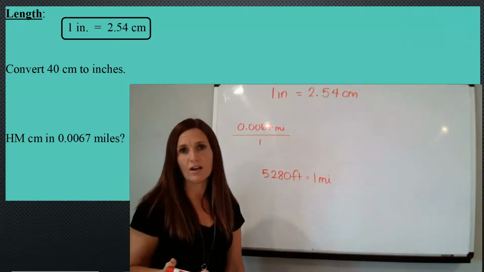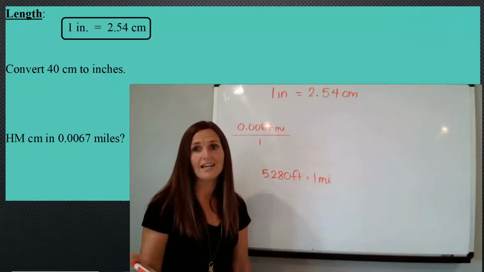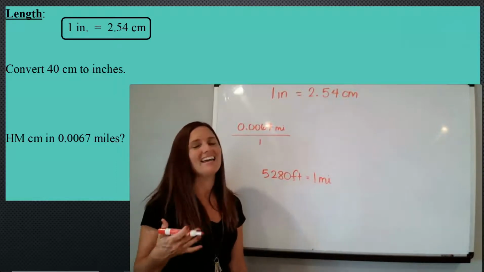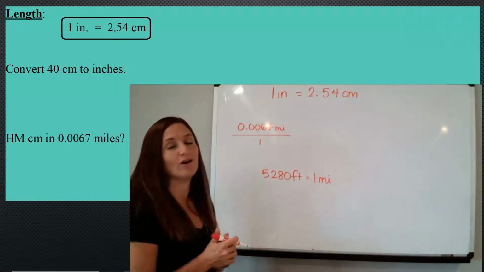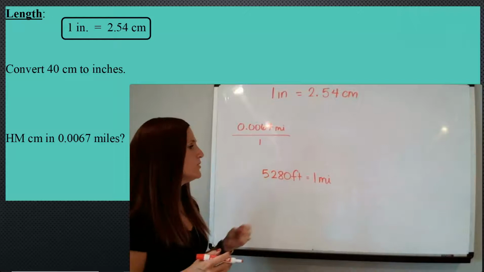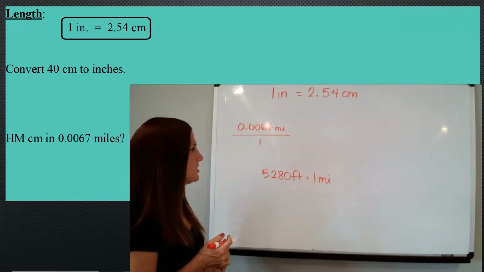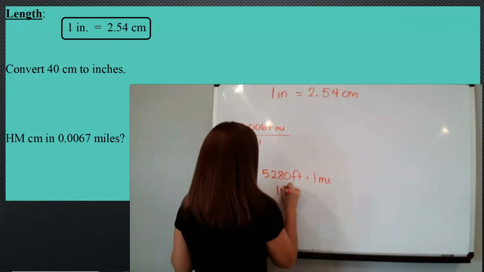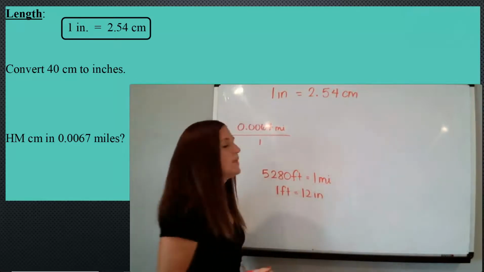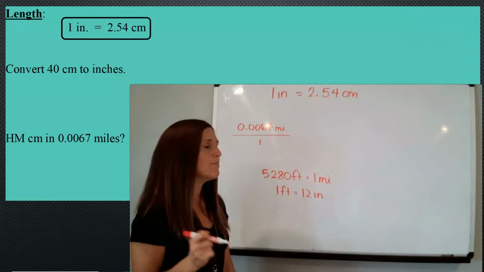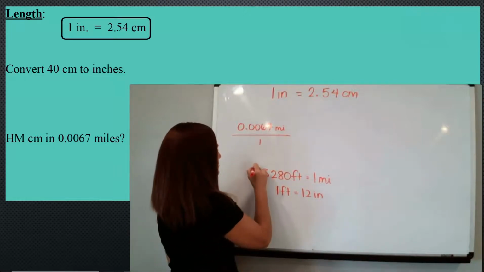This is something that a lot of people actually know off the top of their head. If you're one of them, congratulations. If you're not, I get it. I wouldn't have always known that. Okay, 5,280 feet in a mile. What else do we know? Well, we need to get to inches. I know that 1 foot has 12 inches.